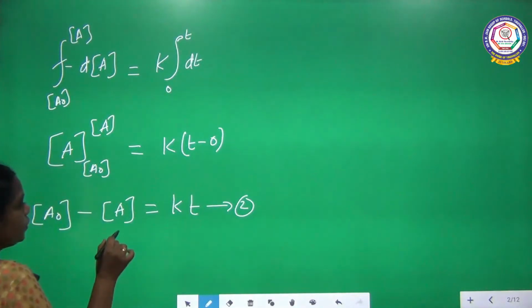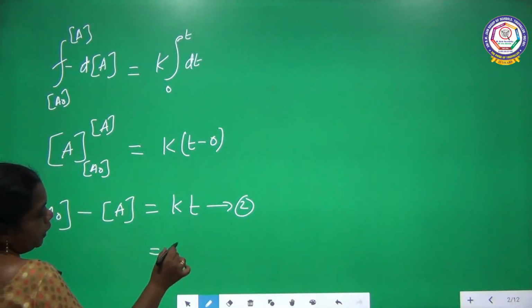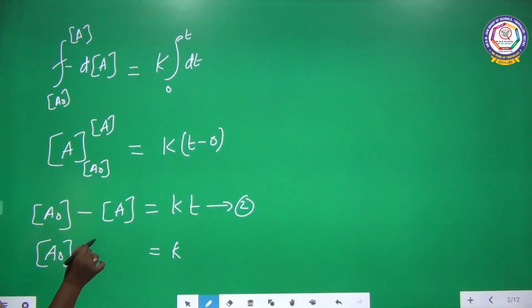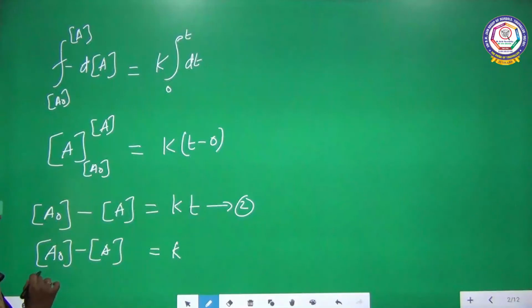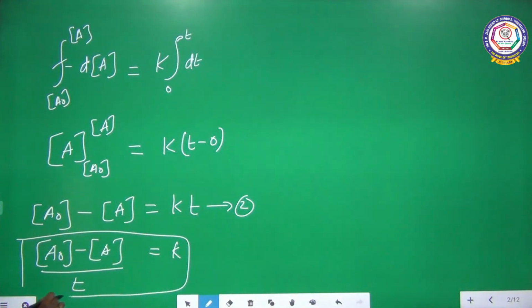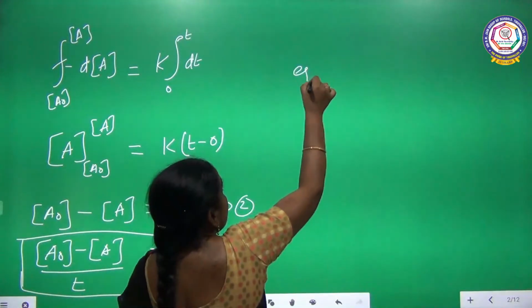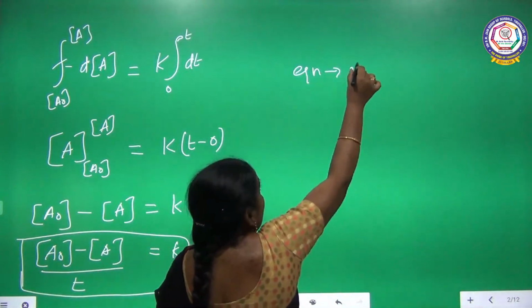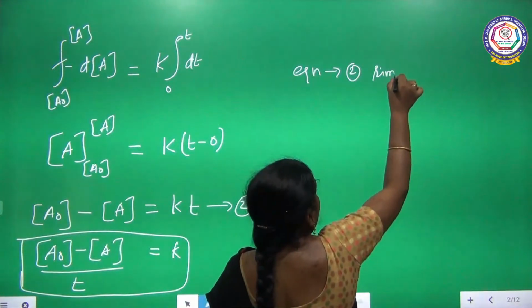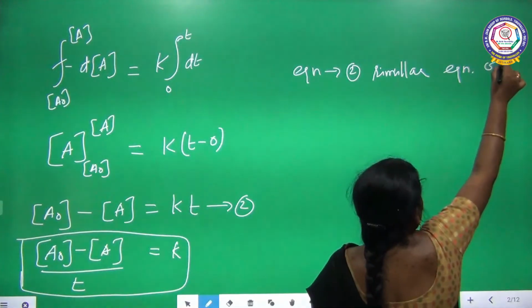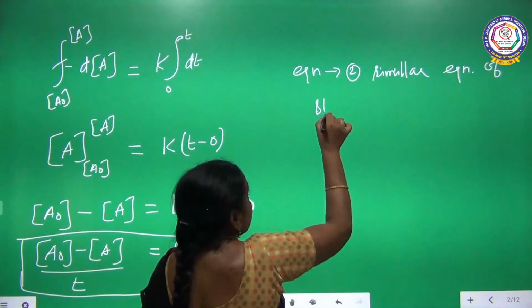So, now you have to bring K to one side, then K equals concentration of A0 minus A by t. So this is the rate constant for the zero order reaction. Now the equation 2 is similar to the equation of the straight line.